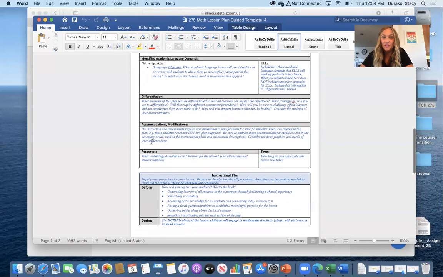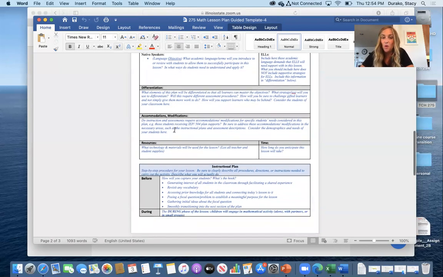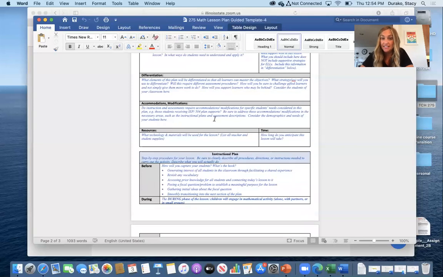Now, going down to accommodations and modifications. Do instruction and assessments require accommodations or modifications for specific students' needs? So think about those students in your classroom with IEPs, 504 supports. And again, here you're going to have to kind of think outside of the box if you do not have students right now, or reference students that you've had from your clinical placement. I also believe those websites that I had in our last week asynchronous work would be great to think of some accommodations and modifications. So reference that.